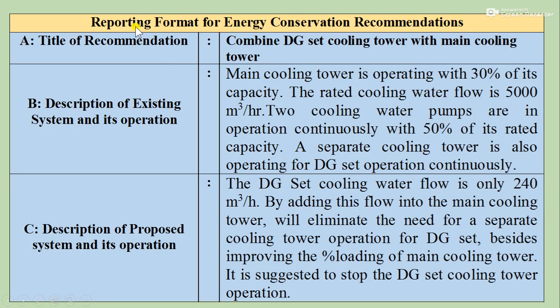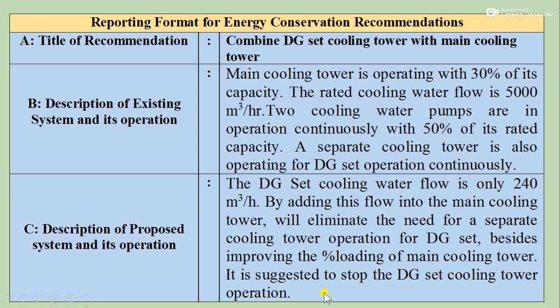Now we will have one reporting format of energy conservation recommendations. In that, one case of a combined diesel generator set cooling tower with the main cooling tower is discussed. Let us see. The main cooling tower is operating at 30% of its capacity. Its flow capacity is 5000 meter cube per hour. So what is the proposed system for this? A DG set cooling water system which has a cooling tower with a capacity of 240 meter cube per hour.